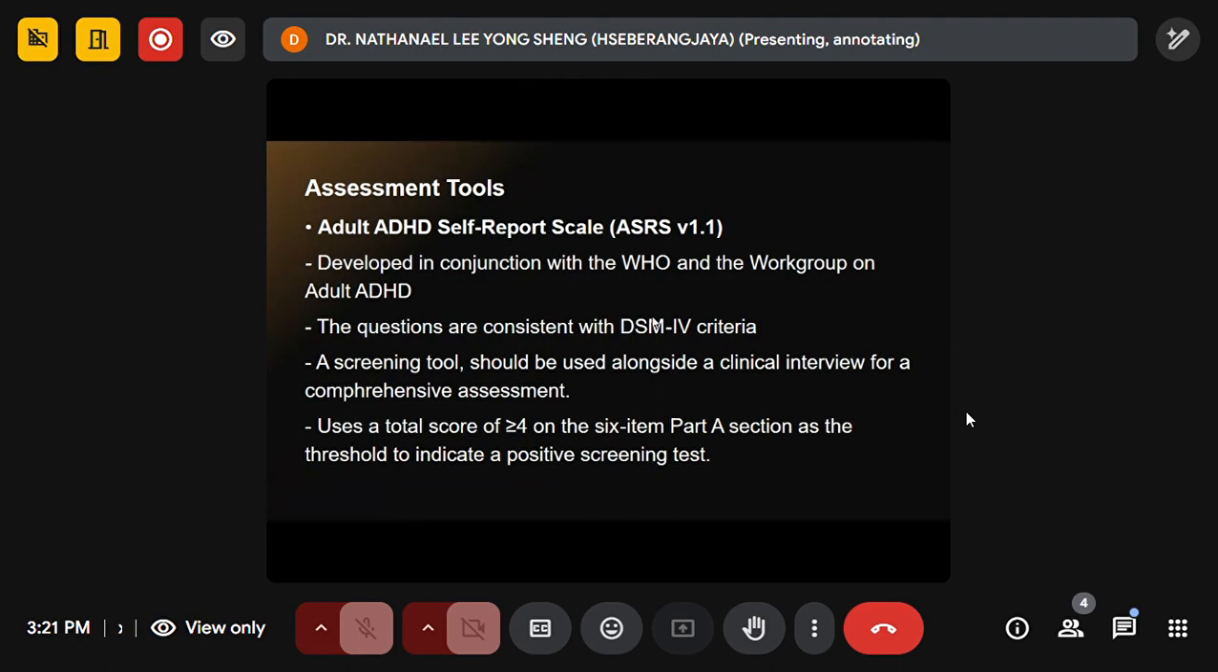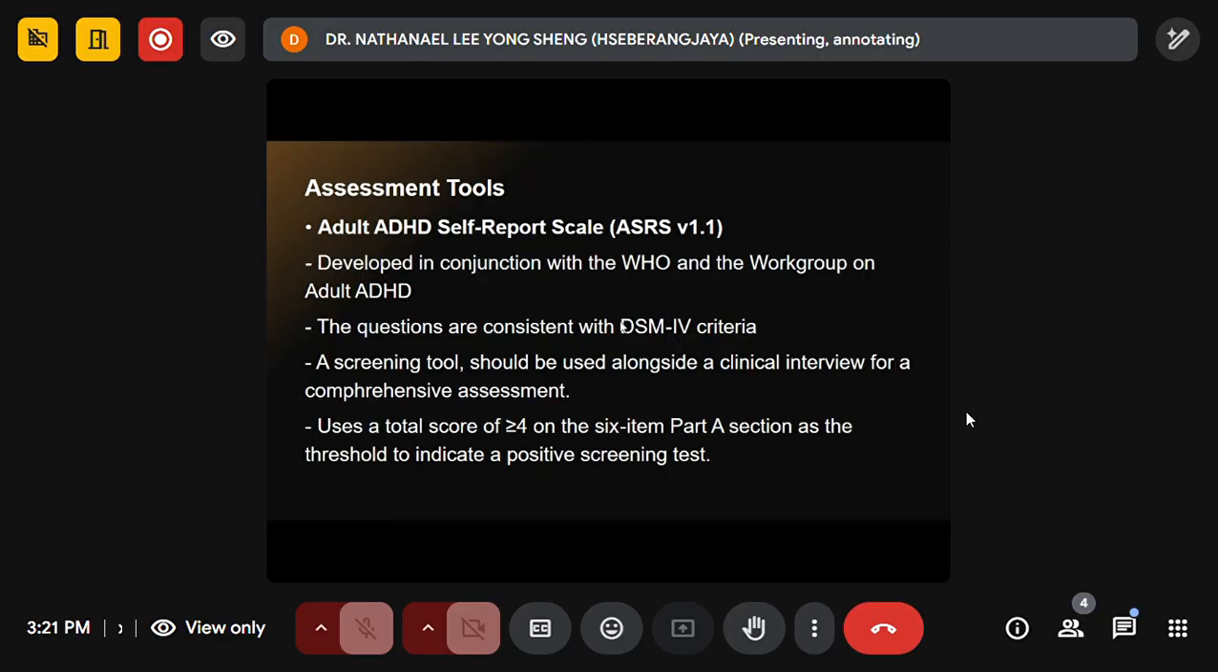This is a screening tool. We have to bear in mind this is just a screening tool and should always be used alongside a clinical interview for a comprehensive assessment. So we cannot fully rely on these tools to diagnose. You can use it as a screening tool. If it's suggestive, then we might proceed for more history, or you refer to a specialist, to a doctor who can diagnose the ADHD. So later on I will show the assessment tools.